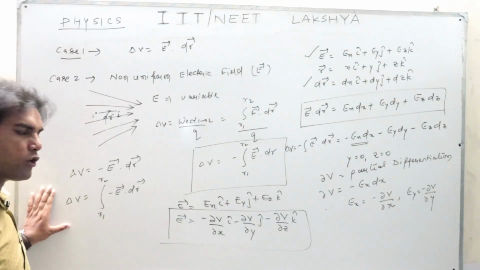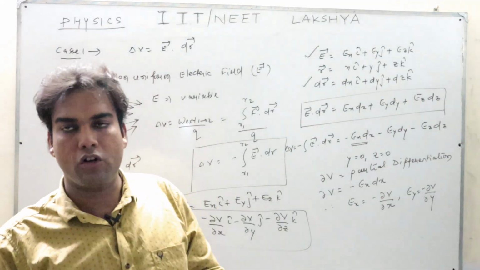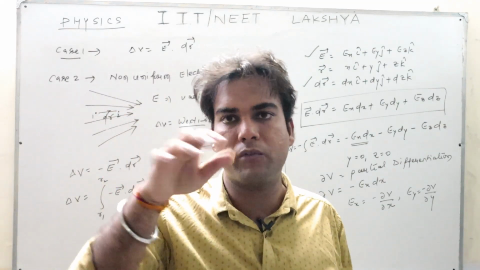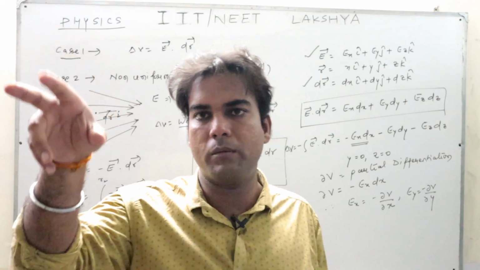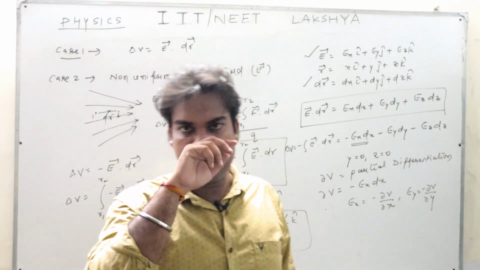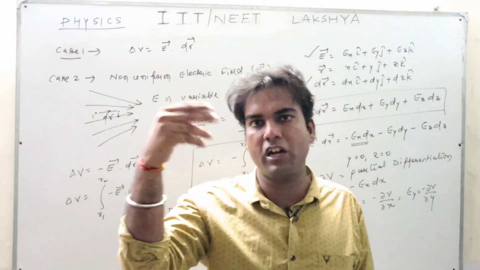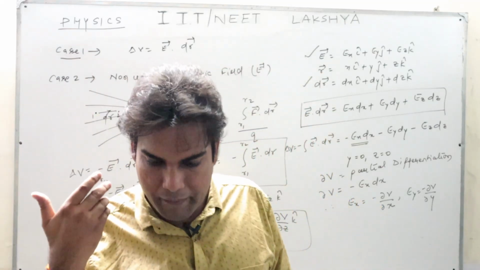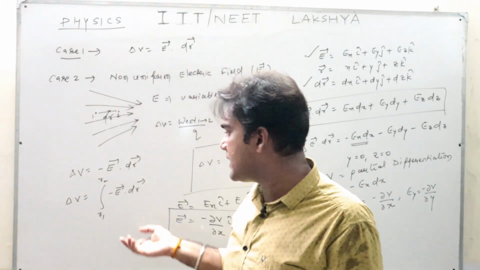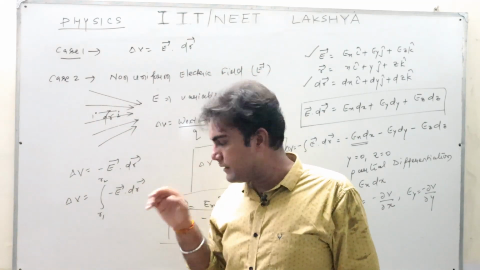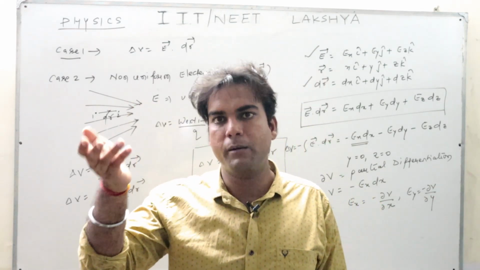This is for uniform, and that is for non-uniform. How will you understand whether the electric field is uniform or non-uniform? If the electric field is given as a number, for example 10 newtons per coulomb or 20 newtons per coulomb, it means there is a constant number, so that is your uniform electric field. But if the electric field is given as a function, it may be a function of time, it may be a function of position. If it is given as a function of position, suppose the electric field is 2 i cap plus 3 j cap plus 4 k cap.